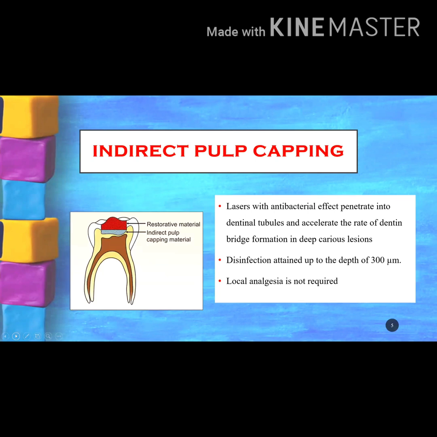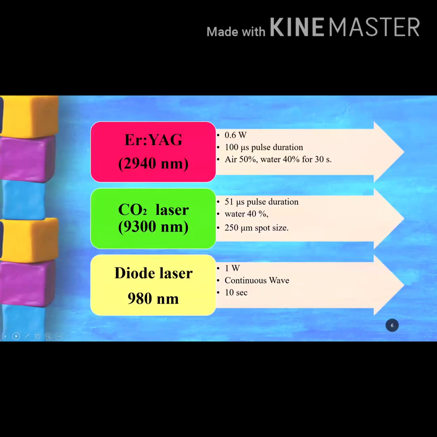Indirect pulp capping is defined as a procedure wherein the deepest layer of the remaining affected carious lesion is covered with a biocompatible material to prevent pulp exposure and further trauma to the pulp. Laser causes an antibacterial effect on the dentinal tubules and accelerates the rate of dentin bridge formation in a deep carious lesion. The depth is 300 micrometer, and local anesthesia. One more advantage is that local anesthesia is not required in indirect pulp capping.